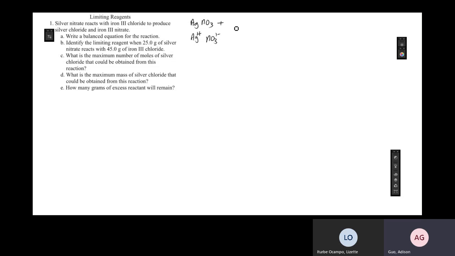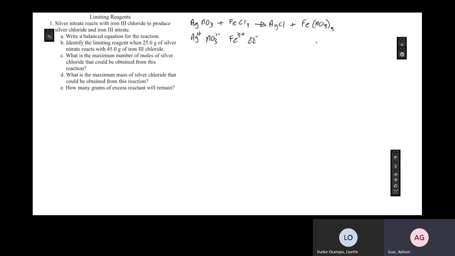And then iron 3 chloride. So the iron 3 tells us that this iron has a 3 plus charge. And chloride having a 1 minus charge means we're going to have 3 chlorines to match this 3 plus. All right, to produce silver chloride, so AgCl, and iron 3 nitrate. Again, same idea. Nitrate is 1 minus. Iron, they tell us it's 3 plus. So we're going to need 3 nitrates in total to balance out the iron.